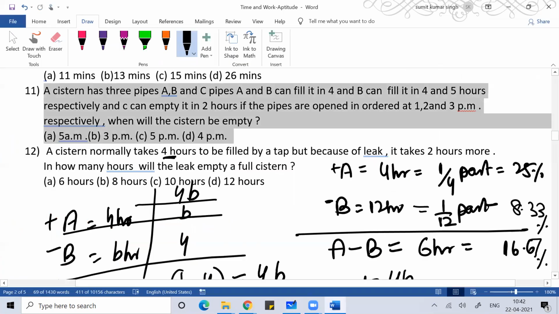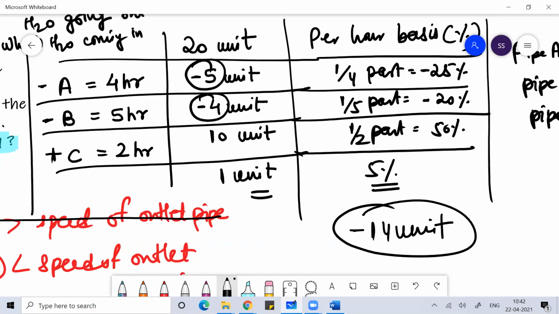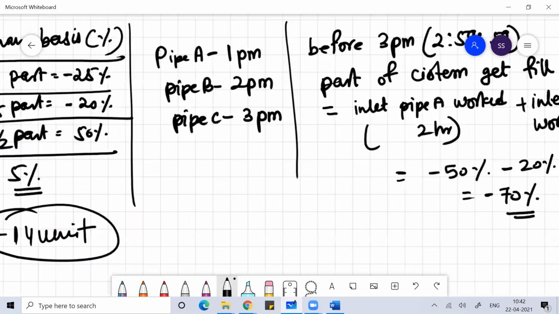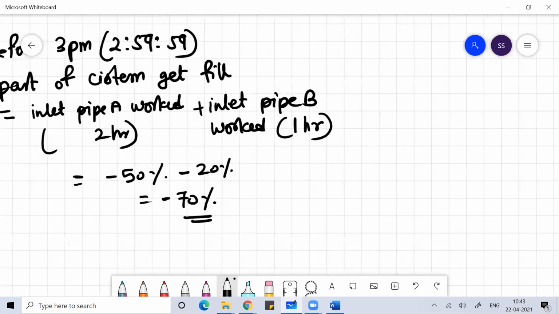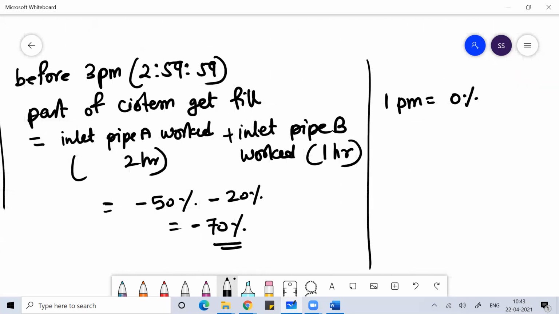So here, around 4:24 p.m., the system will get empty. But here it's not like you're closing A and B at 3 p.m. A and B are also working and C is also working. So you can understand, before 1 p.m., if you see 1 p.m., 0% of the tank is filled.